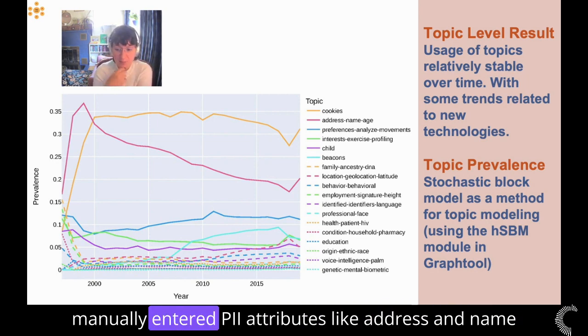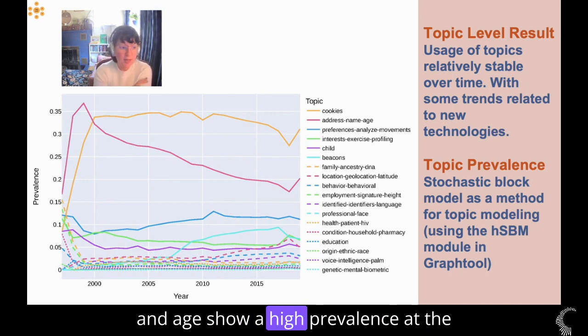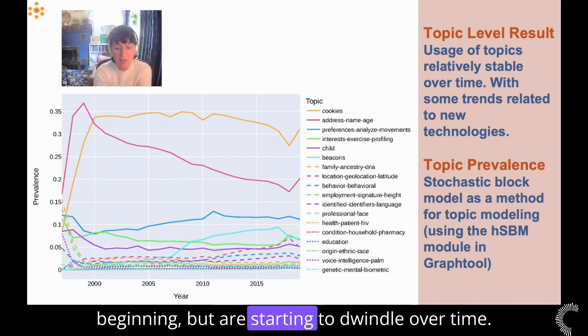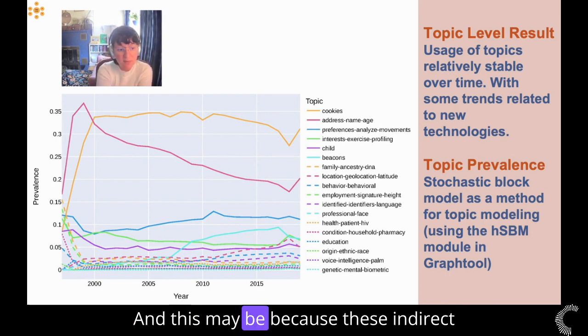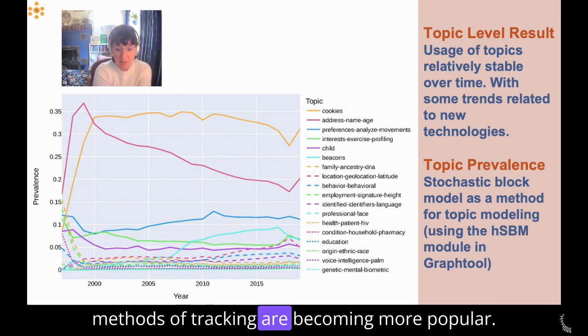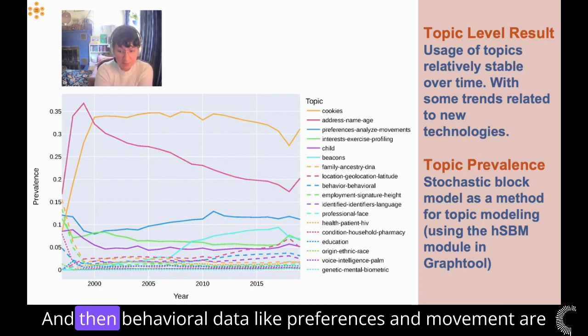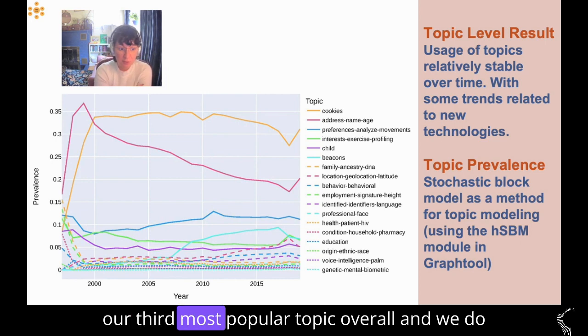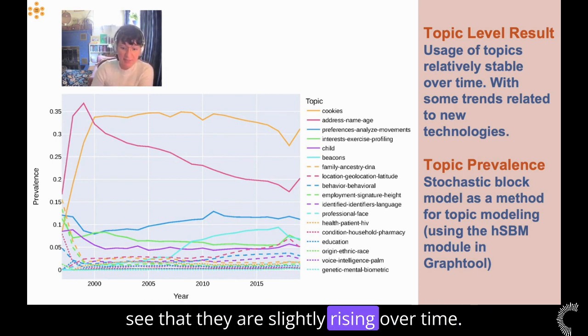And manually entered PII attributes like address and name and age show a high prevalence at the beginning, but are starting to dwindle over time. And this may be because these indirect methods of tracking are becoming more popular. And then behavioral data like preferences and movement are our third most popular topic overall, and we do see that they are slightly rising over time.